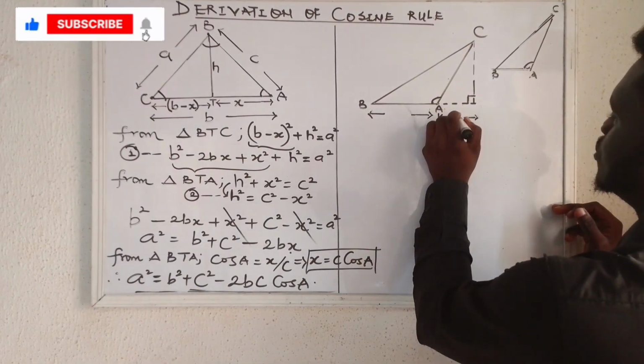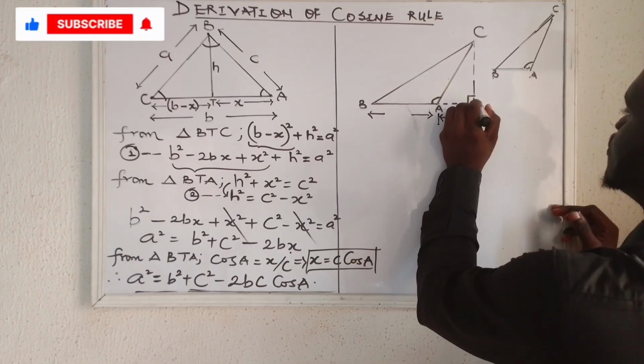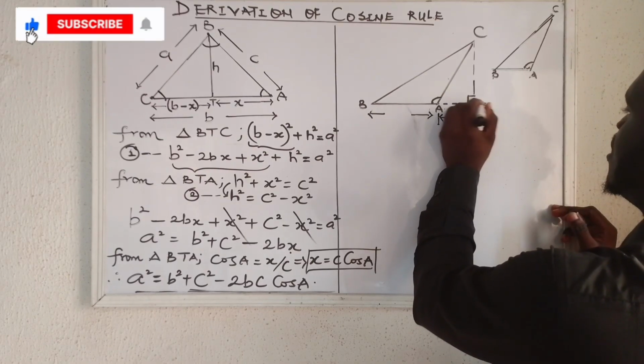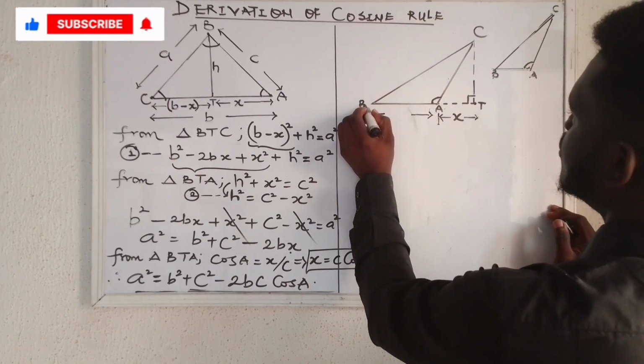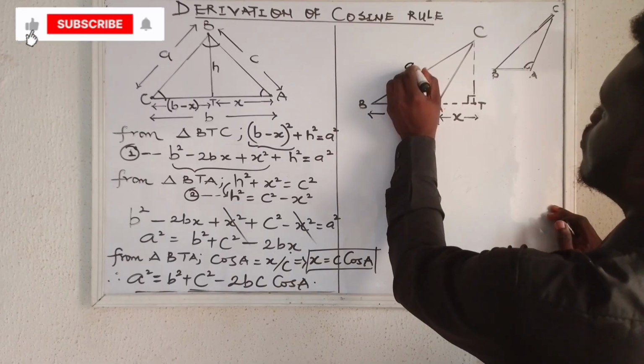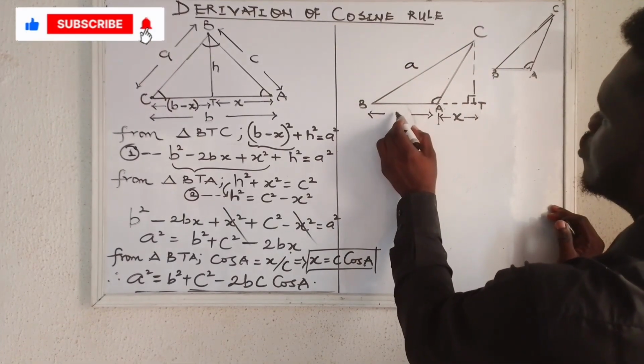Okay, now let's call this x. Let's call this point here t. Now we've given here a, we've given here b. So automatically this length here is going to be small a, and this length that is opposite to the what?